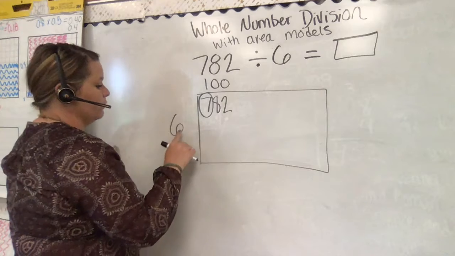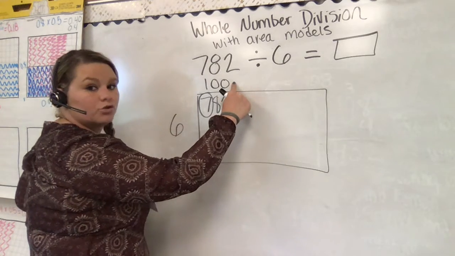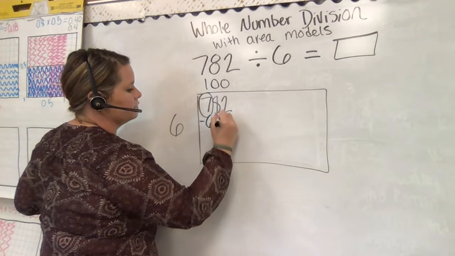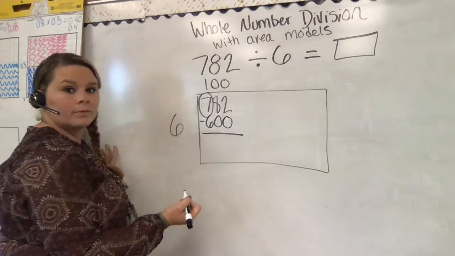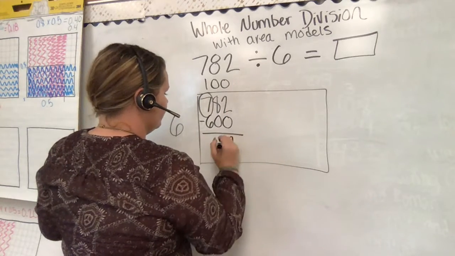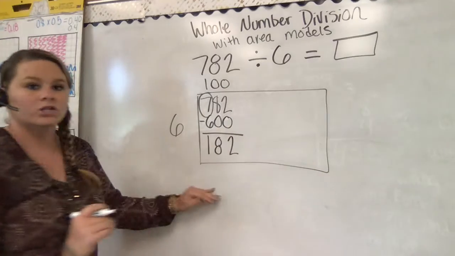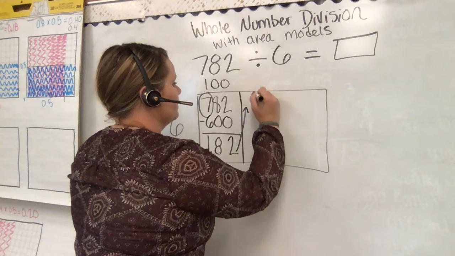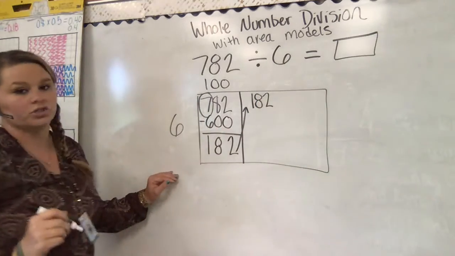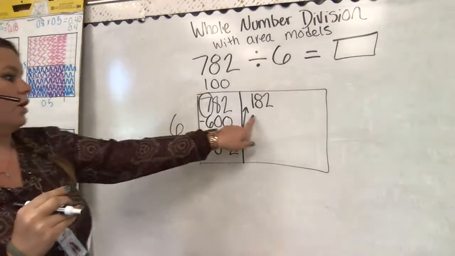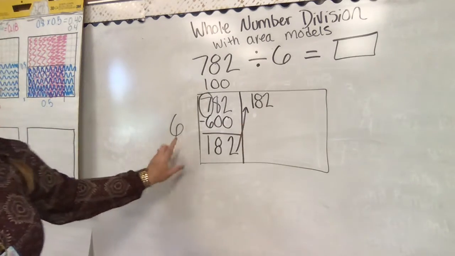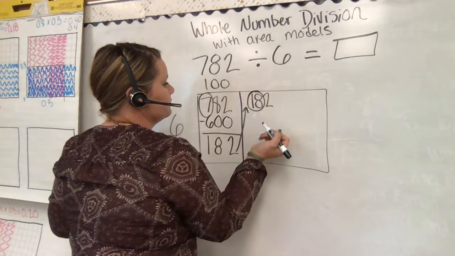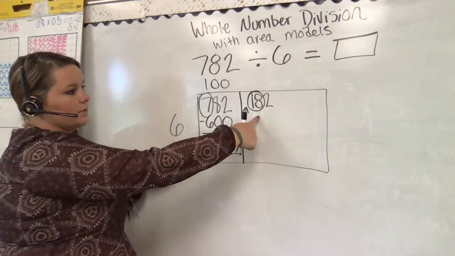And so then I'm just going to multiply this number, 6, times the partial quotient that I found. So 6 times 100 is 600, and that's what I'm going to subtract. Okay. Then when I subtract, I get 182. So I'm going to draw a line, and I'm going to draw an arrow and move that up. So now I'm dividing 6 into 182. Well, 6 will not go into 1 because 1 is smaller than 6, but 6 can go into 18. So I'm going to circle my 18, and then I'm going to think, how many times will 6 go into 18?